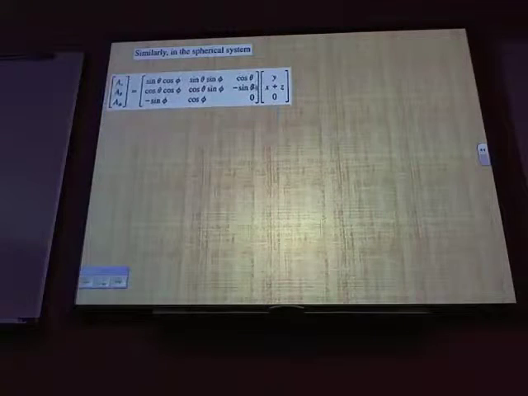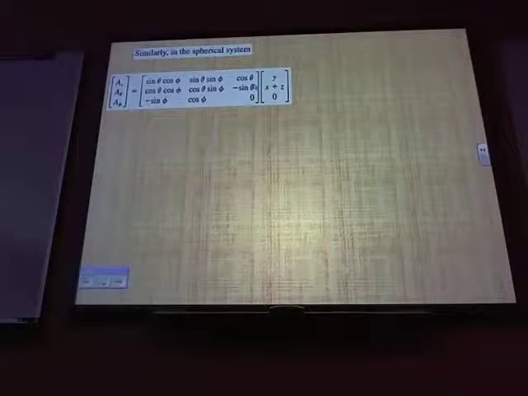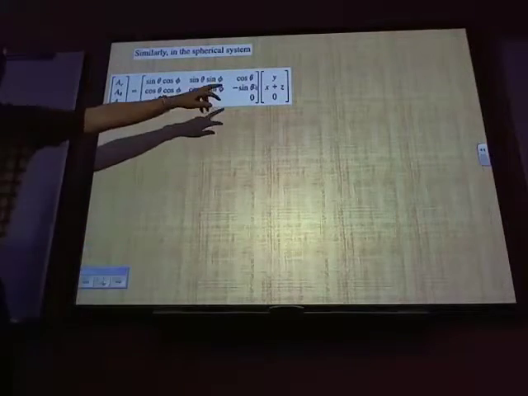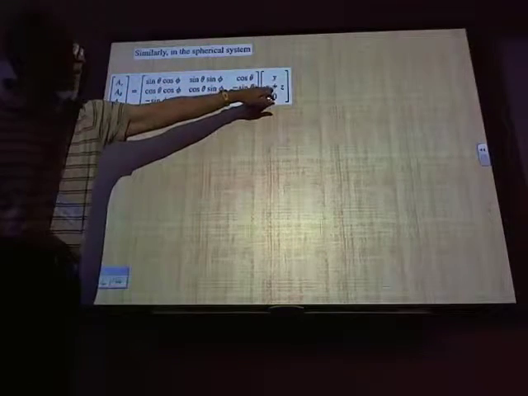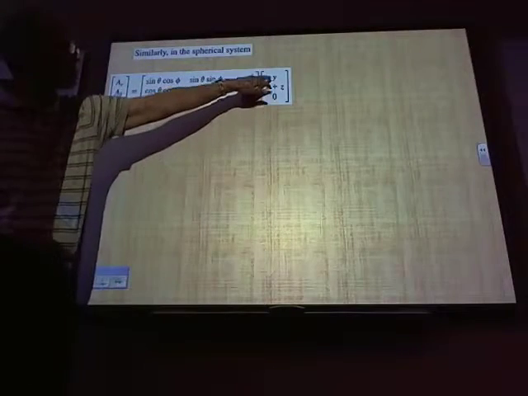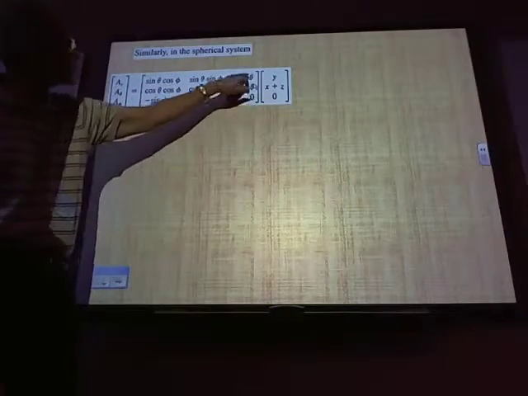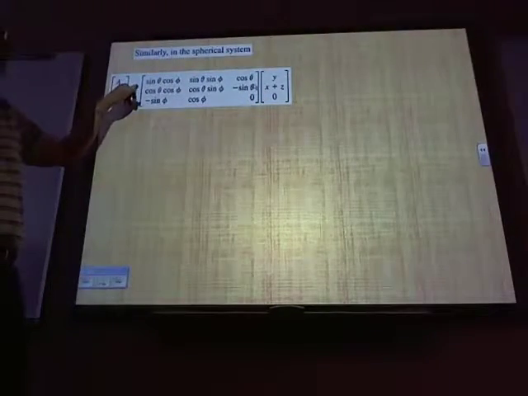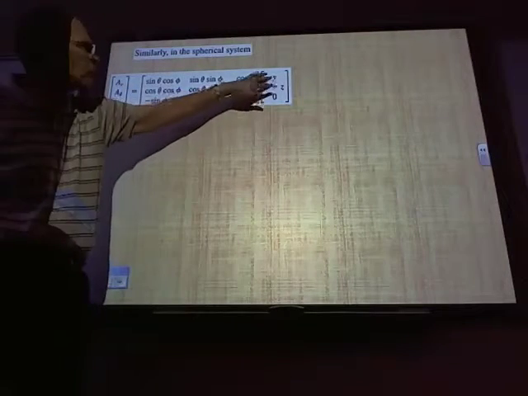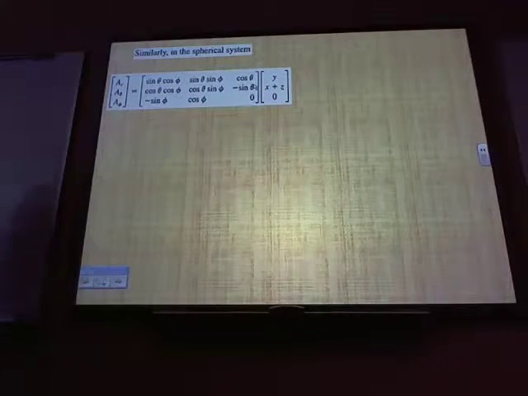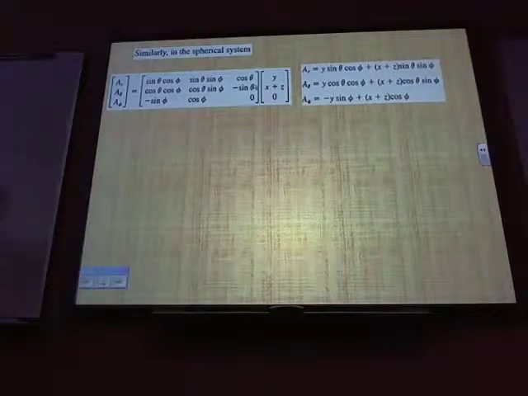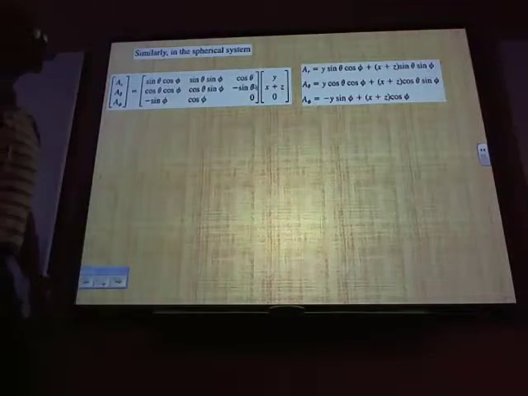Now let's do the same thing with spherical coordinates. Here's the same thing. This is an x, that's a y, and that's a z. I'm going to multiply this term right here, this term right here, and that term right there, and add them together, and that'll give me a rho. I'm going to do the same thing again right across here, and it'll give me a phi. I'll do the same thing in the bottom. When I do, here's what it looks like.